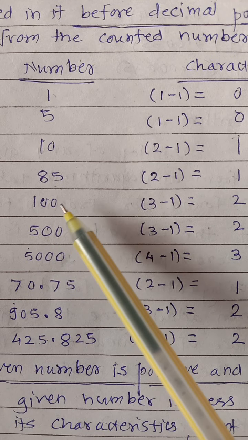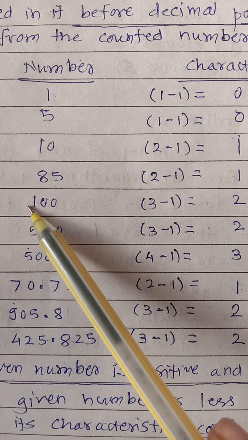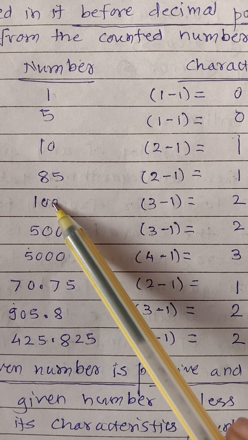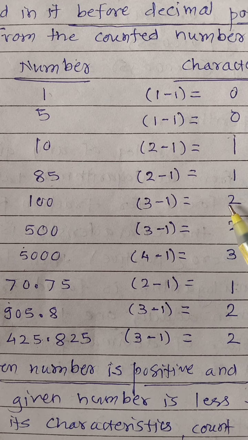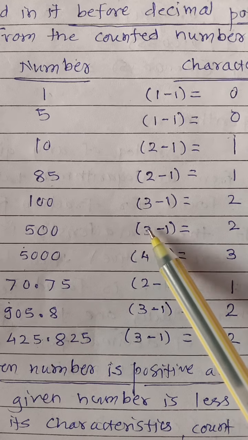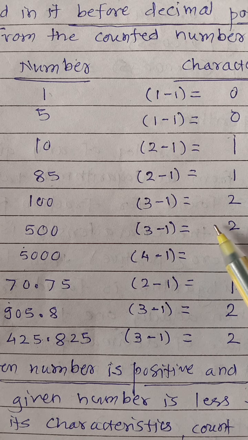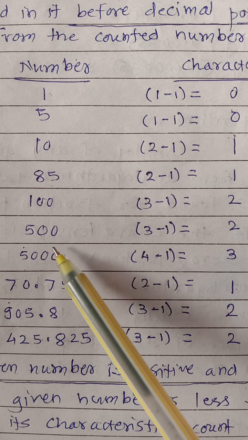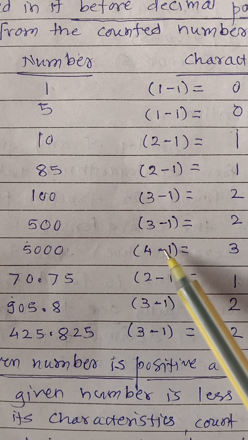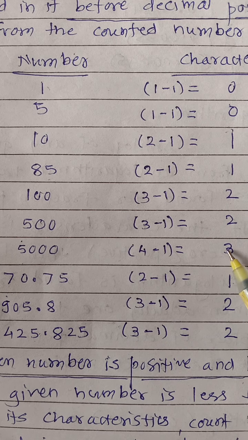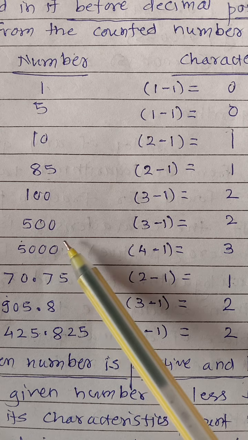Then for 100, number of digits 1, 2, 3. So 3 digits are there, and therefore 3 minus 1, that will be equal to 2. So 2 will be the characteristic for 100. Then for 500, 1, 2, 3. Again number of digits are 3. 3 minus 1, that will be equal to 2. Then for 5000, number of digits are 4. And therefore 4 minus 1, that will be 3. That is, its characteristic is 3.